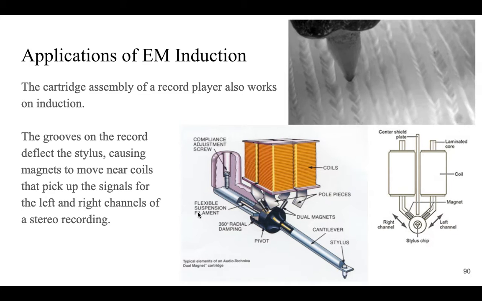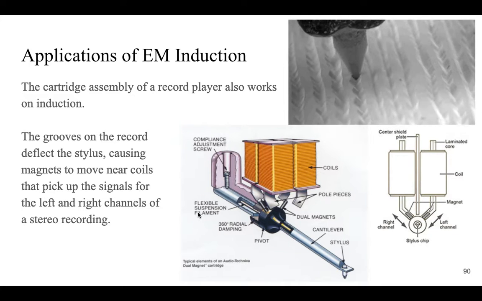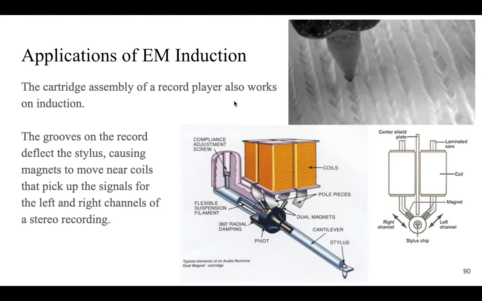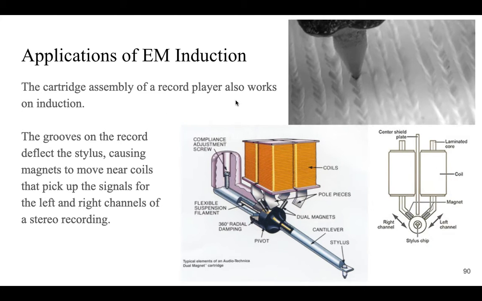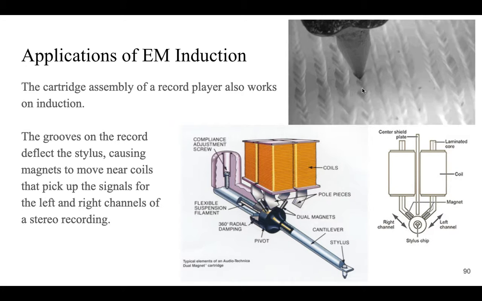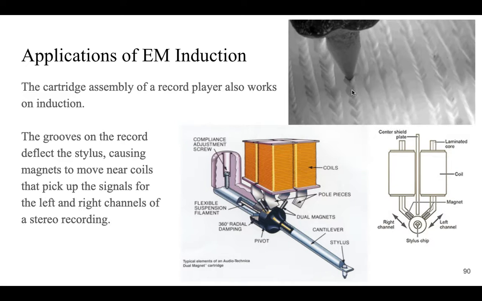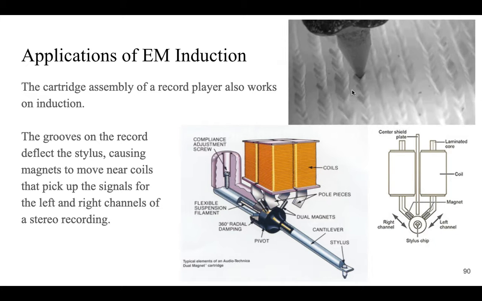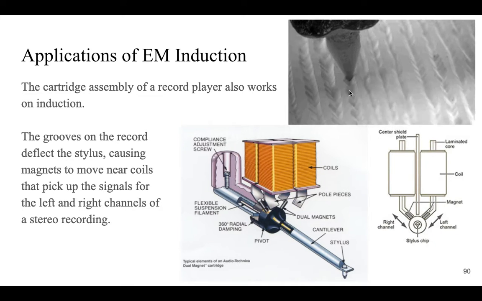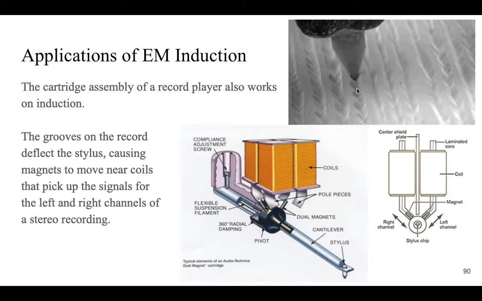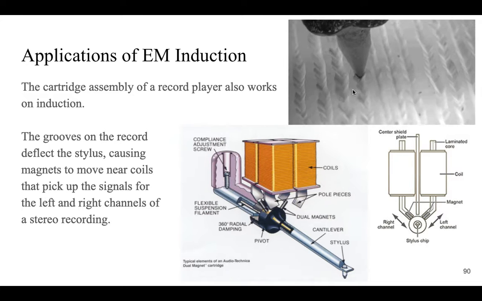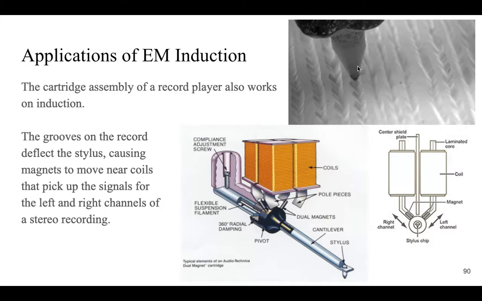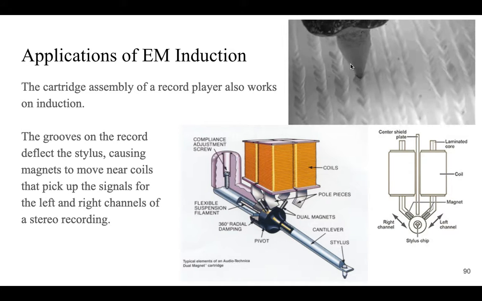So, any of you hipsters out there, me included, I have a vinyl record player. The cartridge on a record player also works with magnetic induction. So, yeah, this is really cool. I don't know if it's a scanning electron microscope or a tunneling, I think it's a scanning electron microscope image, a super close up of what the grooves on a record look like, and what the stylus needle actually looks like itself.